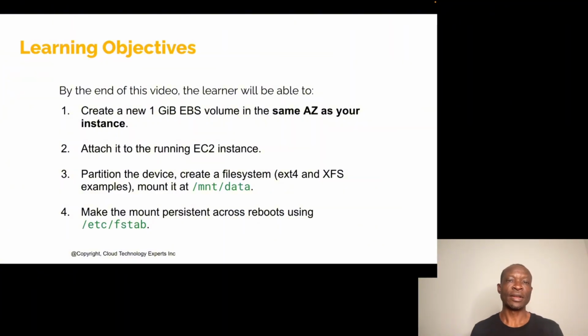The learning objectives: by the end of this video, you will be able to launch an EC2 instance, create an EBS volume, attach the EBS volume to your EC2 instance, and then prepare the volume to be used by the Linux instance. Preparing the volume here means that you will be able to use fdisk to partition the disk. You will be able to use commands like mkfs.xfs to format the disk, and then you will be able to use commands like mount to mount this disk or this volume onto the EC2 instance. And then once we finish with that, we'll learn how to make the changes permanent.